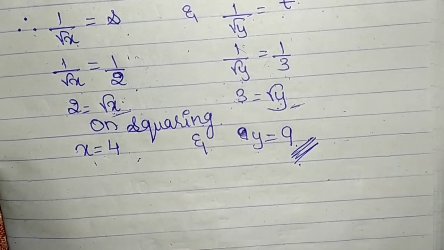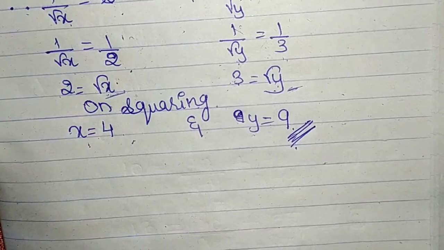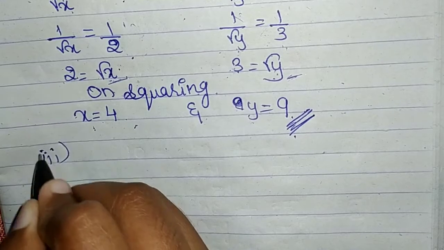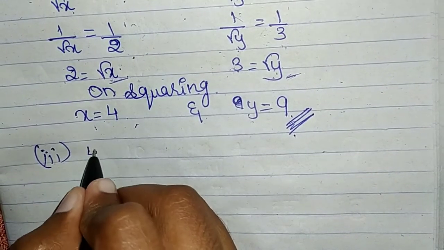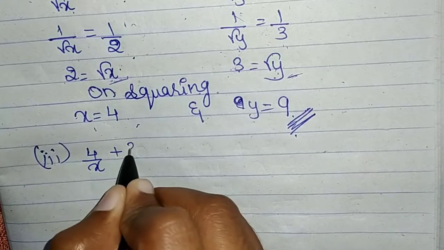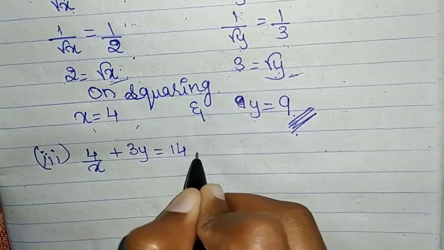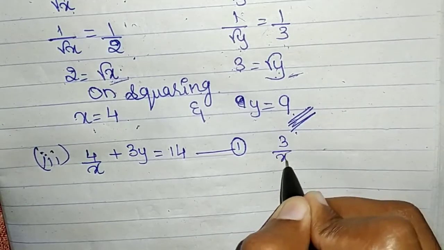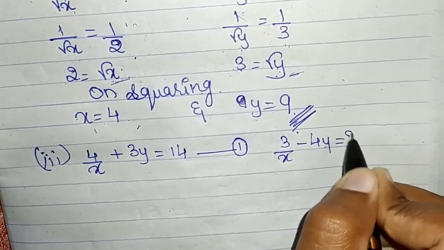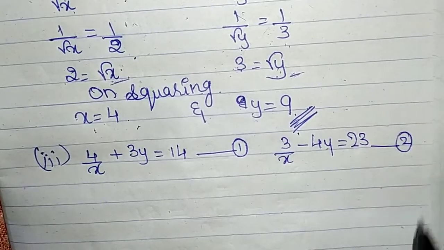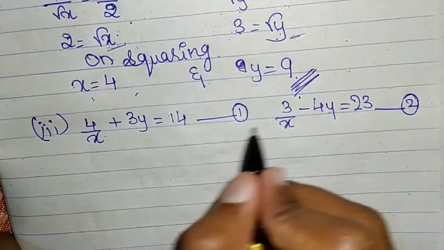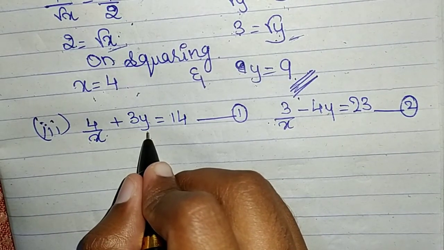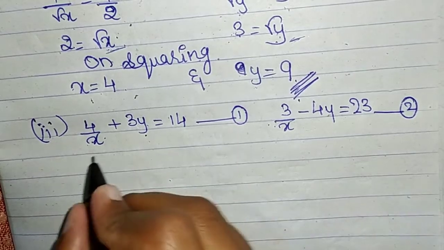So moving ahead to the third question. Third question is very easy. Third one. 4 by x plus 3y is equal to 14. This is the first equation. And 3 by x minus 4y is equal to 23. This is the second equation. All you have to do is replace only the variable x here. y is already in the numerator side, so there is no need to change y. Only replace x.